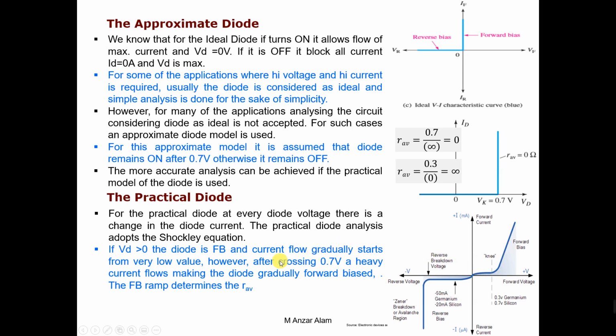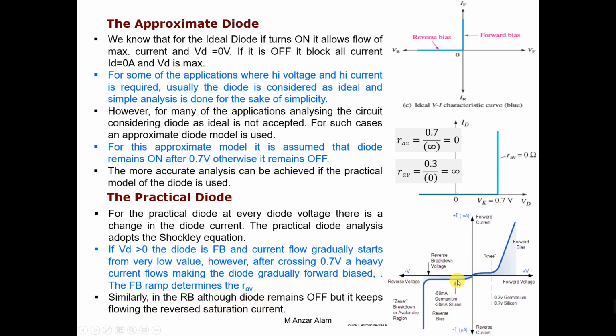the resistance will be very low. Similarly, in the reverse bias, although we normally say that the diode is reverse biased and it is off, it keeps flowing the reverse saturation current. This is in the range of microamperes, we can say.